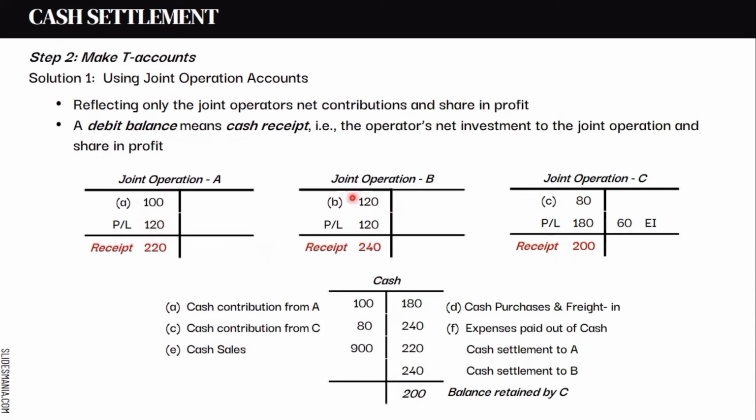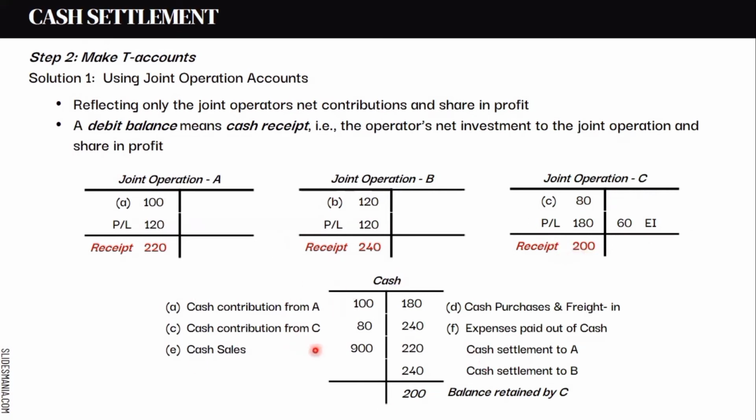Okay? Pagdating sa joint operation ni B, may contribution siya na inventory na 120, tapos share niya sa profit 120, so meron siyang cash receipt na 240. Kay C naman, 80 na contribution, 180 na share niya sa profit, and then yung chinarge sa kanya na cost ng unsold merchandise sa 60 pesos dito. So, meron siyang cash receipt na 200.